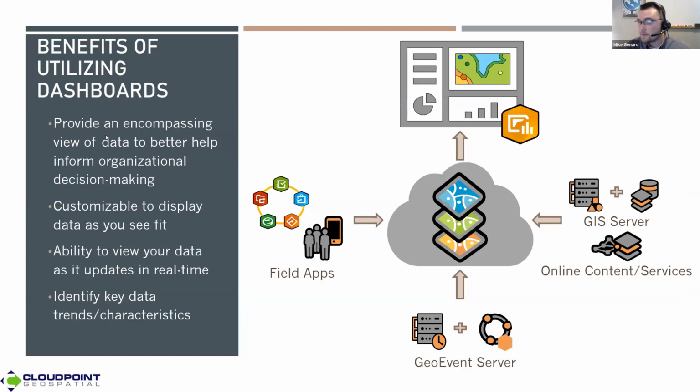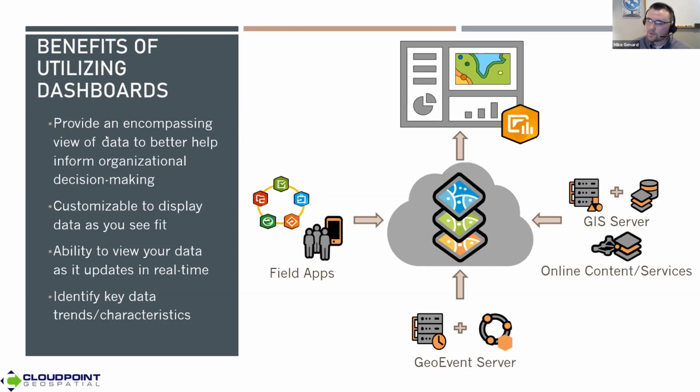So what are some of the benefits of using dashboards? Well, dashboards help to provide an encompassing view of all of our data, whatever we're interested in tracking, to better help inform organizational decision-making. And that's key because that's what it's about. That's about using our location-aware data to help us perform and analyze our data and make actions to move forward with. We're going to be able to customize our data to display that data as you see fit. And we also have the ability, like I said before, to see our data in real time. So if somebody makes updates to that data, we're going to be able to see those updates in real time within our dashboard.